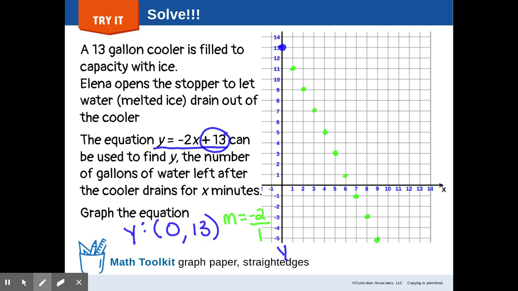That is my graph for y equals -2x plus 13. Just a reminder, my slope is negative, so it's going down towards the right, and that's exactly what my graph is doing. And I have represented my 13-gallon cooler emptying out. So let's take a little bit closer look at this problem.